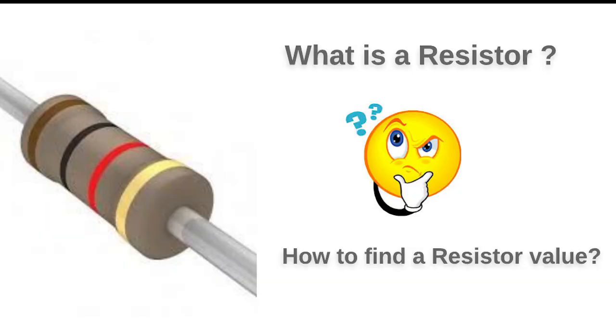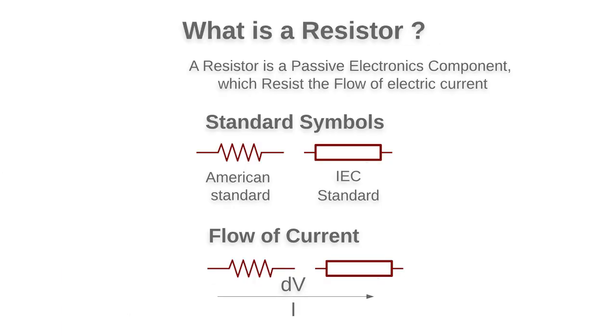Today we are going to watch a video on what is a resistor and how to find the value of the resistor. A resistor is a passive electronic component which resists the flow of electric current. There are two symbols. One is the left side zigzag, the American standard, and the flat one is the IEC standard.